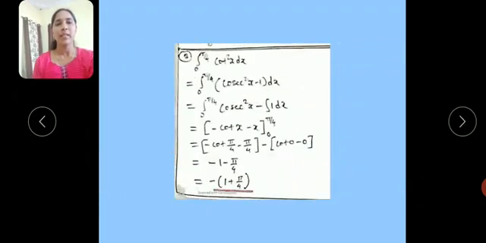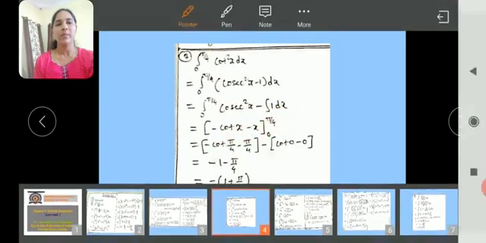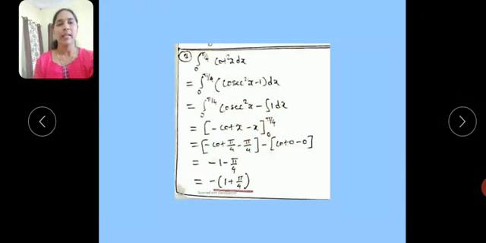Now example number 3, integration from 0 to pi by 4 cot square x dx. By using the formula relation between cosec and cot, we get integration from 0 to pi by 4 of cosec square x minus 1 dx. Separating, we get integration from 0 to pi by 4 of cosec square x minus 1 dx. This is equals to minus cot x.